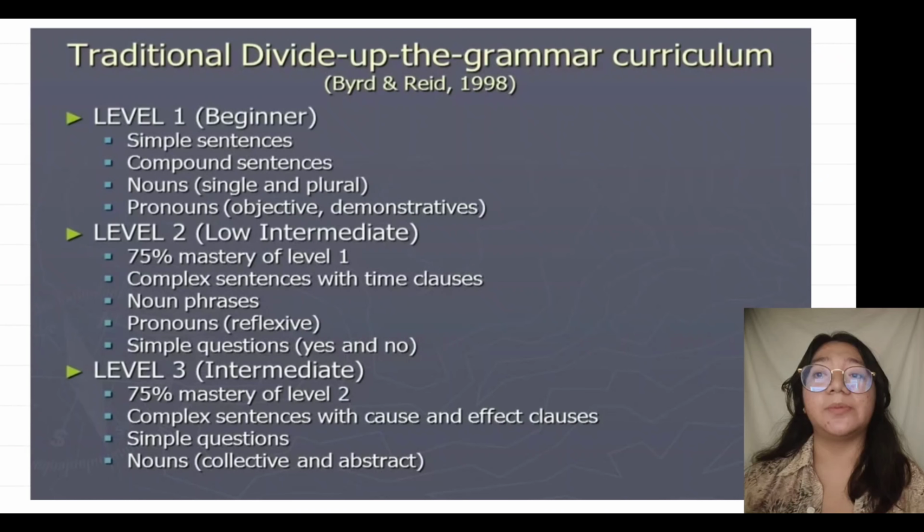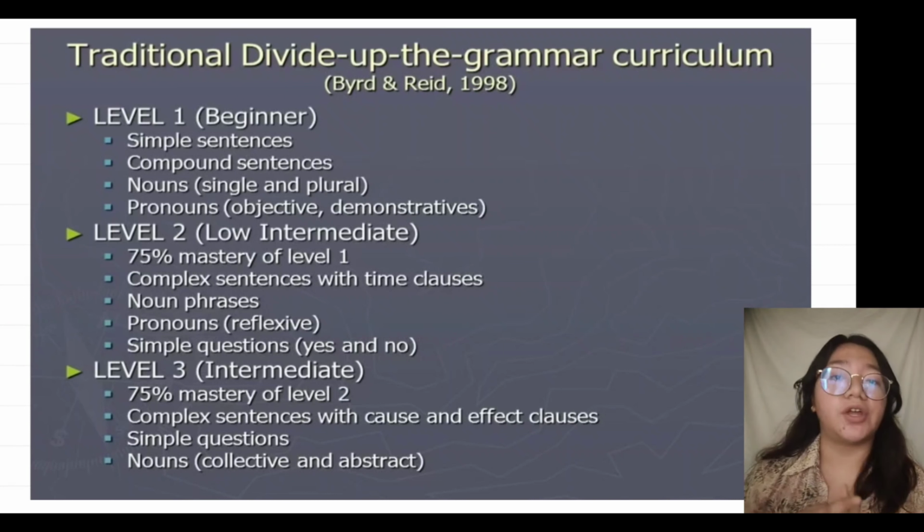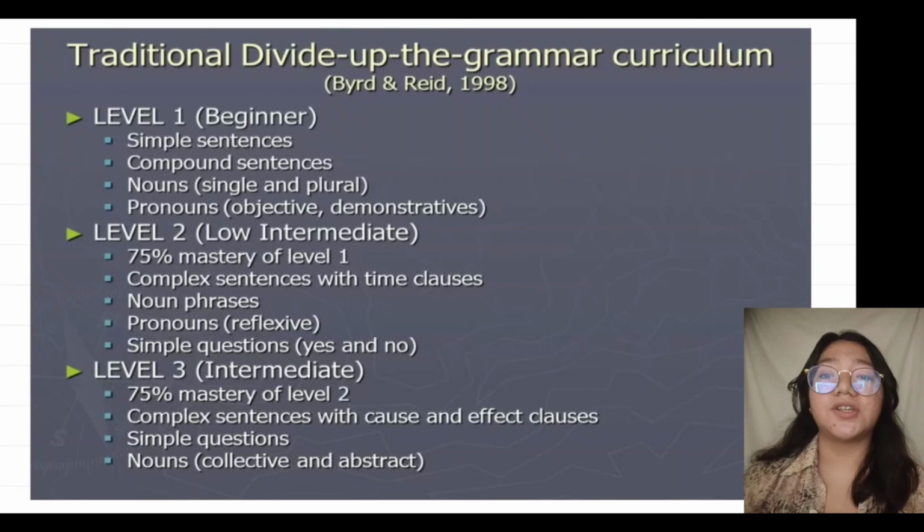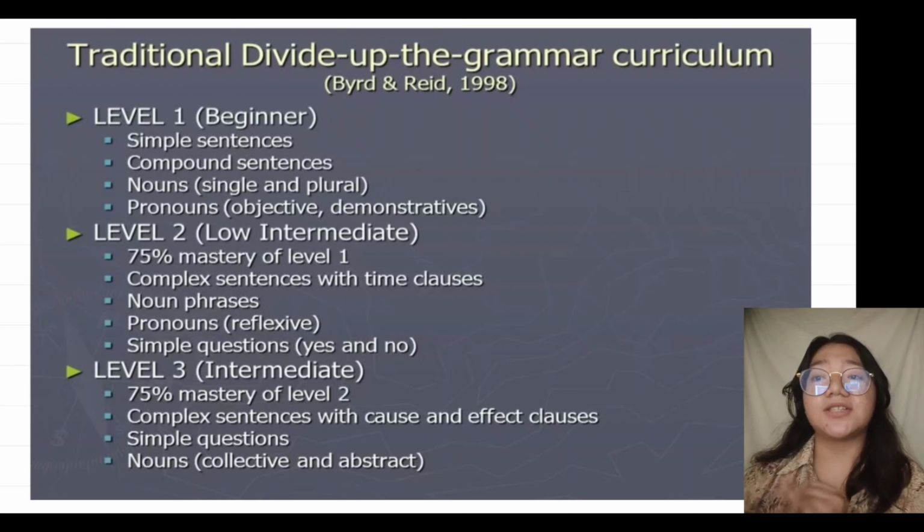Here is the traditional divide of the grammar curriculum by Bird and Reed, written in 1998. So there are 3 levels. Level 1 is for the beginner, which the students already know the simple sentences, compound sentences, nouns, and pronouns. And we go down to level 2, which we call the low intermediate, with 75% mastery of level 1, complex sentences with time clauses, noun phrases, pronouns, and simple questions.